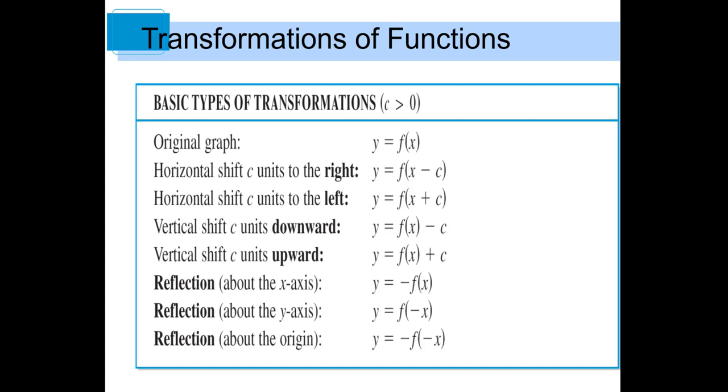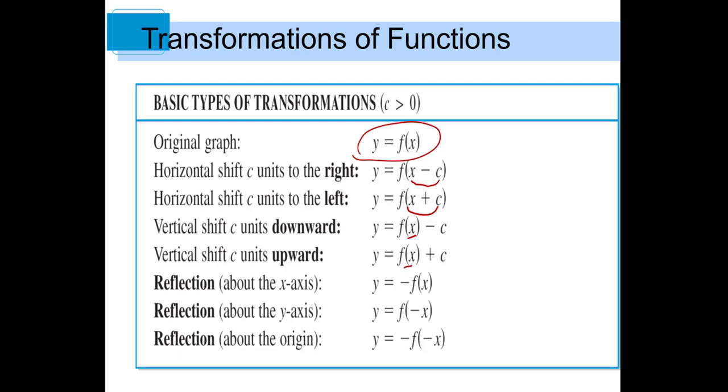We start with the original function y equals f of x. Then horizontal shift c units to the right: you subtract c from x. Horizontal shift c units to the left: you add c to the x. Vertical shift c units downward: you subtract c from the function f of x. And then vertical shift c units upward: you add c to the function f of x.